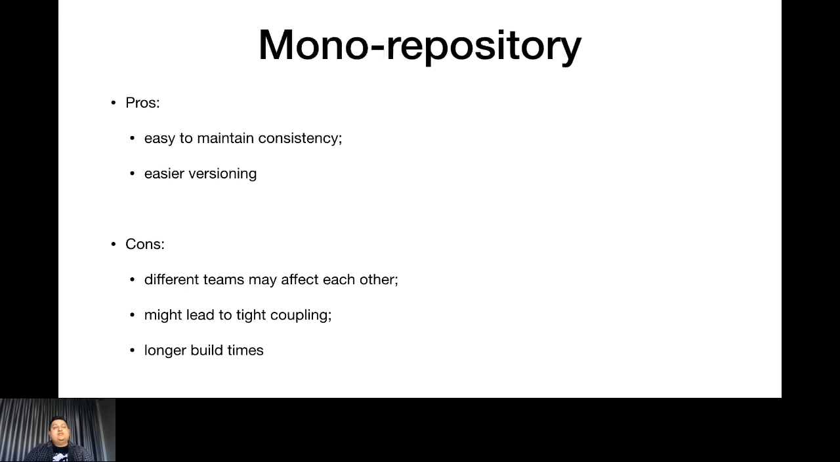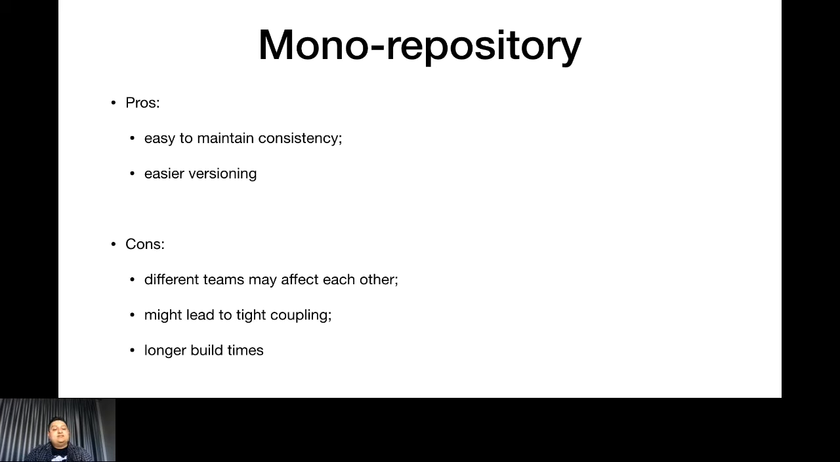The second approach is called monorepository, and the good thing about that is that it's easy to maintain consistency. As we have everything in one repository, if we change a contract, it's changed across all of our microservices right away. It's also easier to version with such an approach, because we have everything in one place. So if we push one version, everything is up to date and consistent.